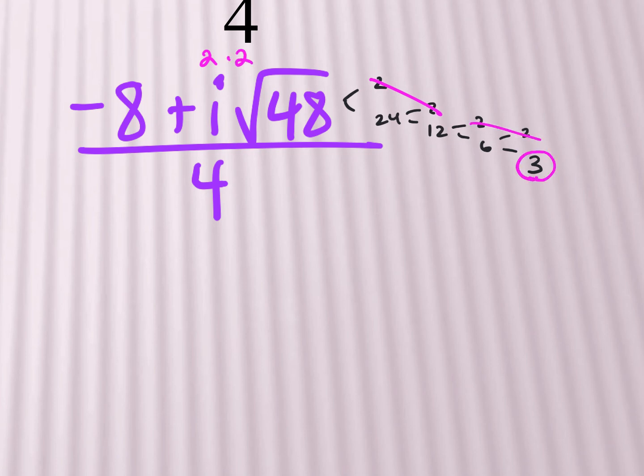Could we simplify the negative 8 and the 4? No. Good question. You can only simplify that 4 into the 8 if the 4 also goes into the term that has the square root. It has to go in all the terms. You can't just do part.